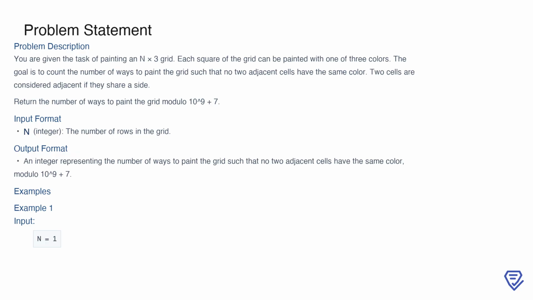Since the number of possible configurations can grow very large, the result must be returned modulo 10 to the power of 9 plus 7. For the input, you are given an integer n, which represents the number of rows, and it will range from 1 to 5,000. The output will be a single integer representing the number of valid ways to paint the grid.